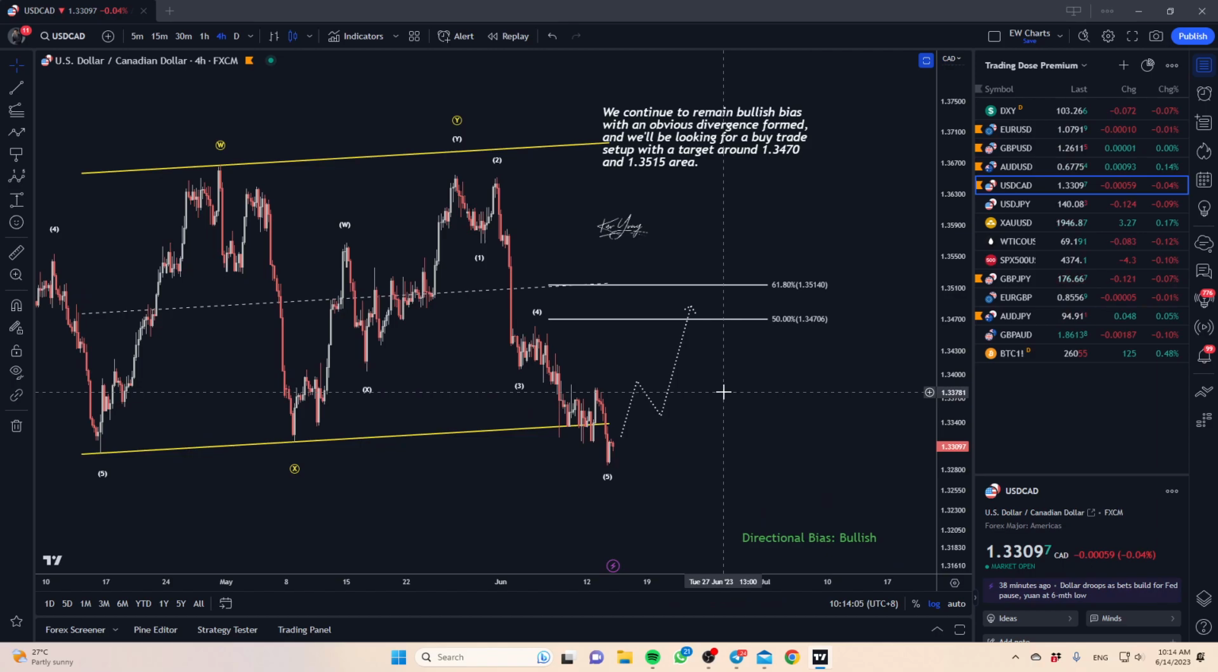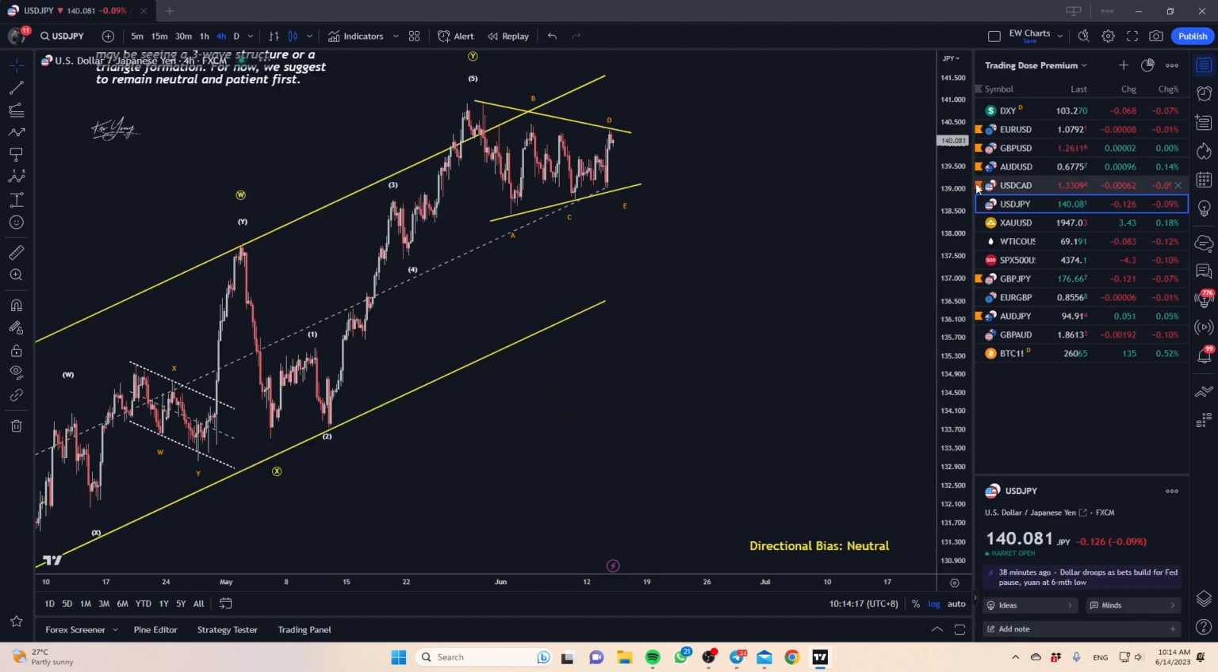Now again, this is aligned with the dollar strength, so you want to definitely pay attention to that, because if you start taking all of these trades, you're exposing yourself four times in the dollar. Then we have the dollar yen.